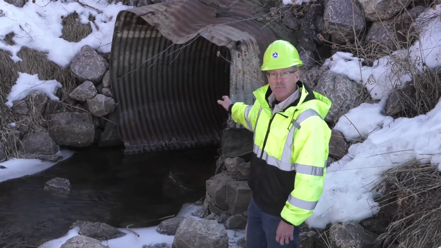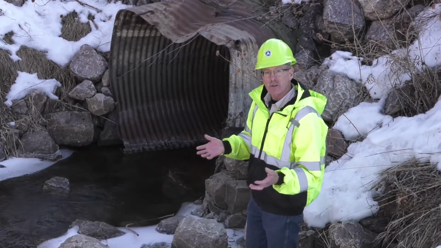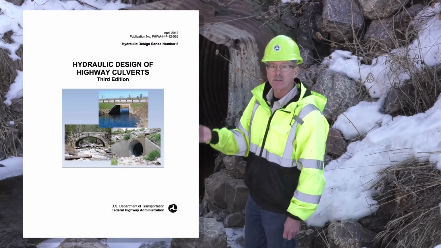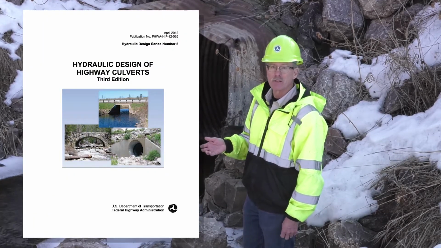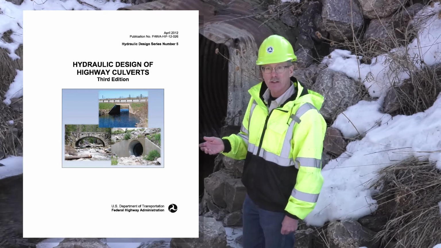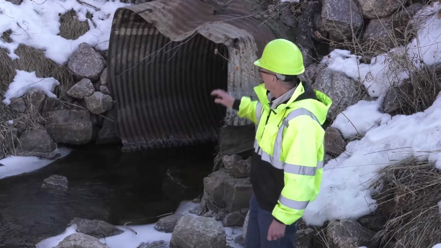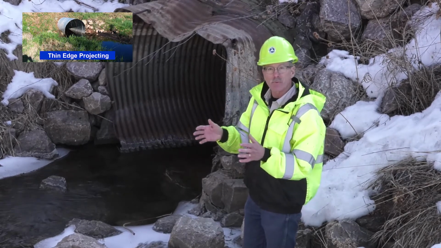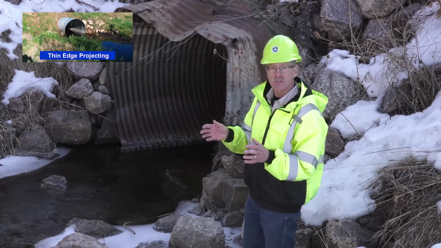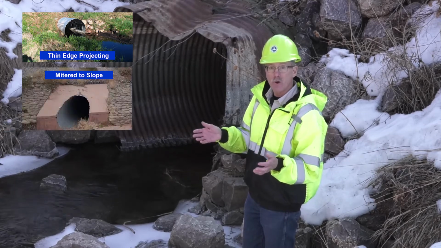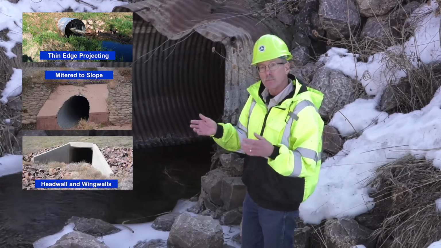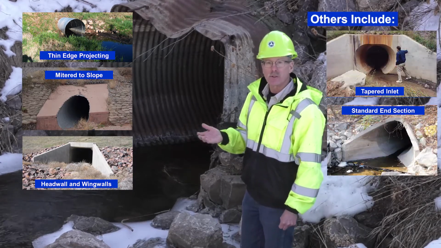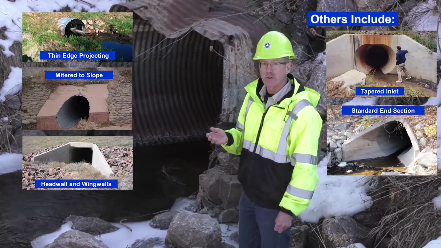If you need more information on the types of inlet configurations that are used on culverts, the Federal Highway Administration Hydraulic Design Series number 5 on culvert design provides a lot of good information. In addition to thin edge projecting, where the barrel's projecting from the fill, common entrances include mitered to the slope and a head wall with or without bevels and with or without wing walls. So those are some of the more common types of entrance configurations.